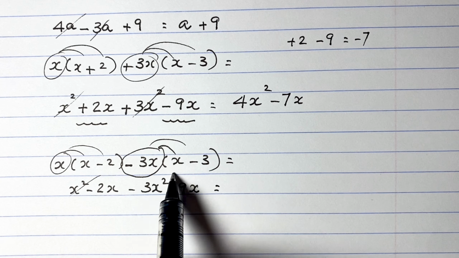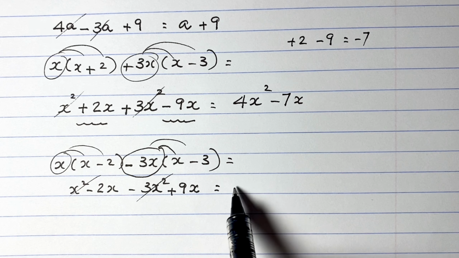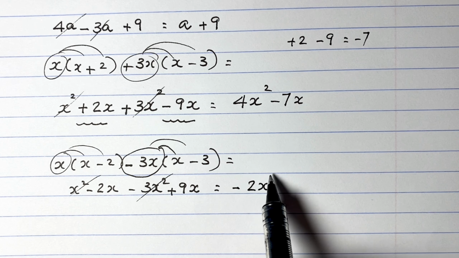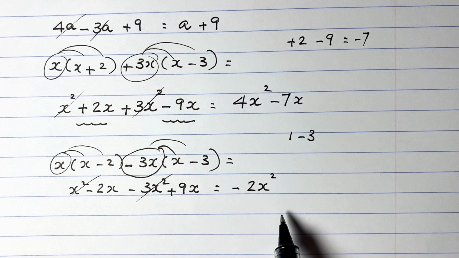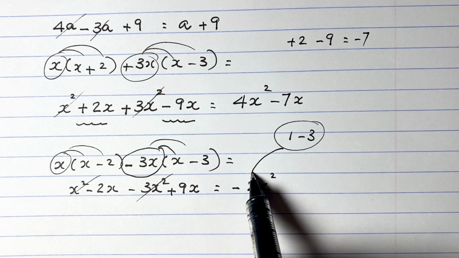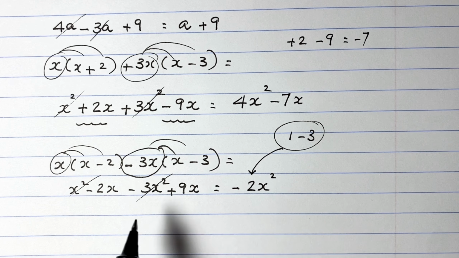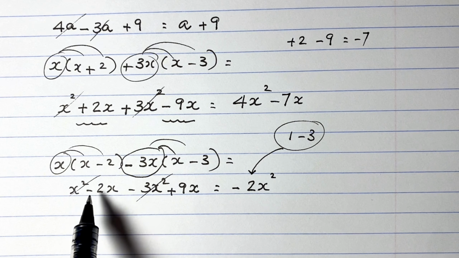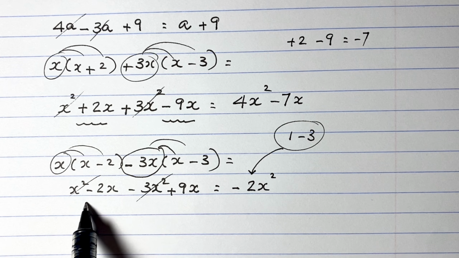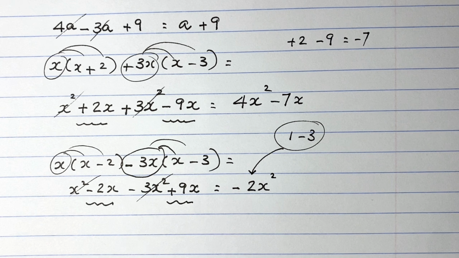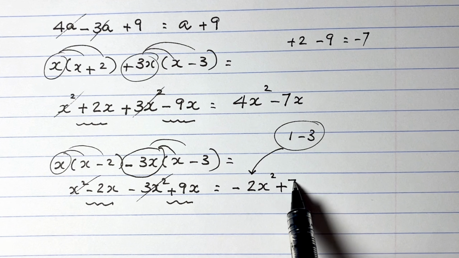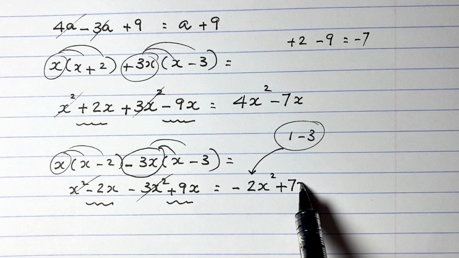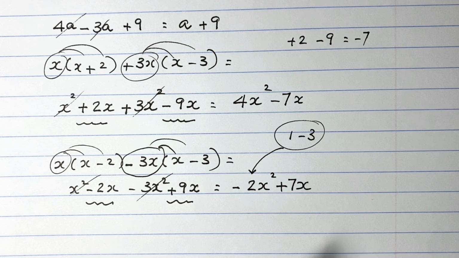x squared minus 3x squared. That's minus 2x squared, because we've got 1 take away 3. 1 take away 3 is negative 2. So I'm collecting like terms: x squared with x squared, x with x. Negative 2 and 9 would be positive 7. Since they both have x, it becomes positive 7x.